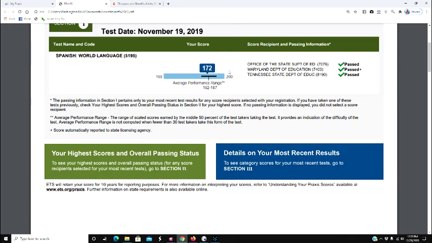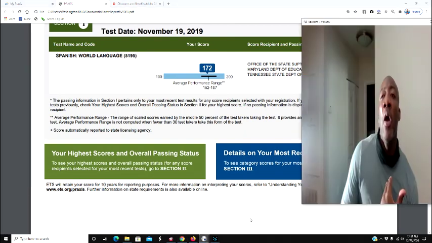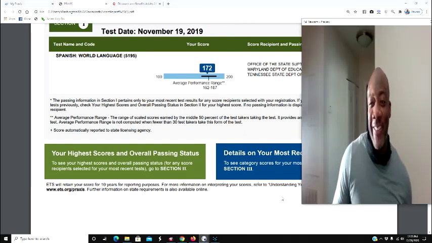I got a 172 over 200. Usually the native speakers will make around 199 to 200. The Americans, the people who speak Spanish for the first time, will more likely make around here or right here their first time. But I made 172, which is well enough to pass. And this test will last for 10 years. So make sure that you study, okay?